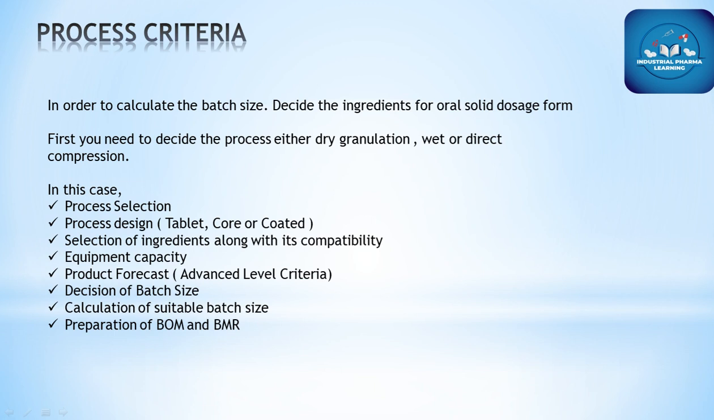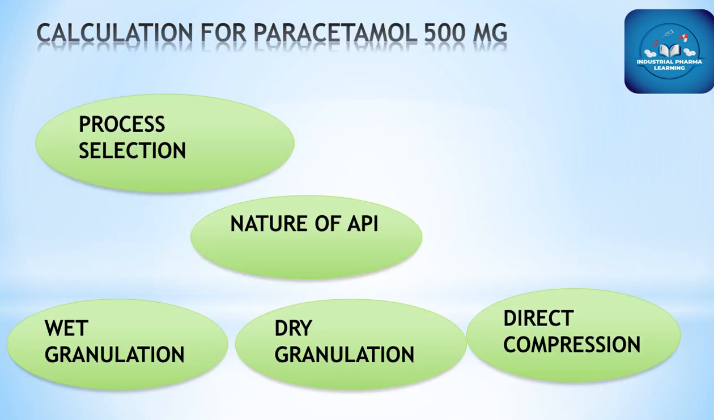So in order to decide the batch size for a product development, we have to see the following. Number one, process selection, process design, selection of ingredients along with their compatibility, equipment capacity, product forecast, decision of batch size calculation, and preparation of BOM and BMR is the final step. We will see all the steps one by one.